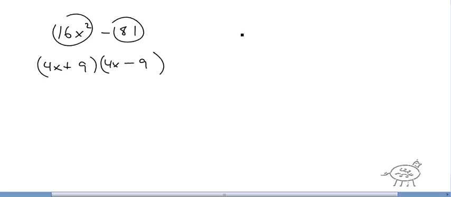Okay, what about this one? 81x squared plus 25, right? Even before you start the problem, they're both positive, so you can't factor.